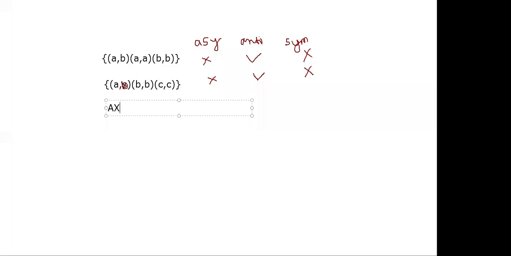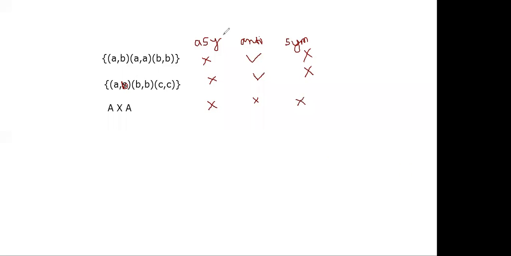Cartesian product A cross A. So let's say this is the relation. Now let me know if it is asymmetric. Yes, it is not asymmetric. If it is antisymmetric, symmetric, नहीं और सिमेट्रिक भी नहीं है. ठीक है.